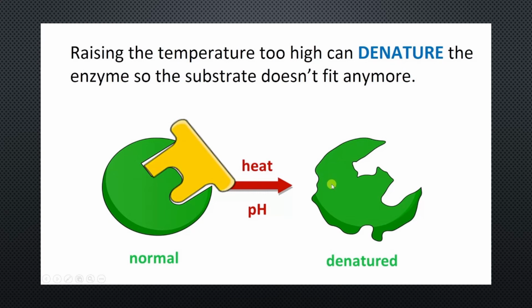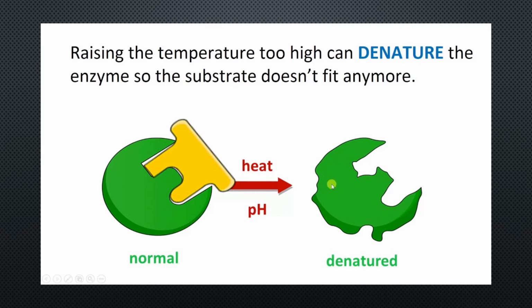So if we raise the temperature too high, then the enzyme begins to denature. And what we mean by denature is it starts to break down. Certain bonds within that peptide are going to be broken, and when they do, the shape of the protein falls apart and that active site is no longer the same. Therefore, the substrate doesn't fit in that active site anymore.